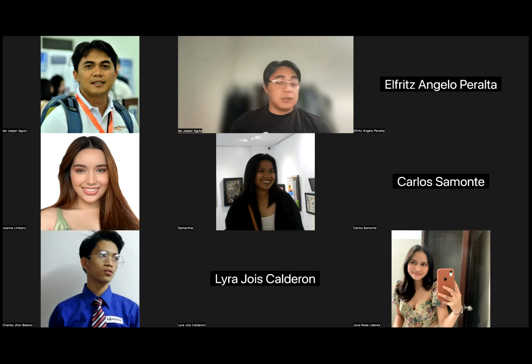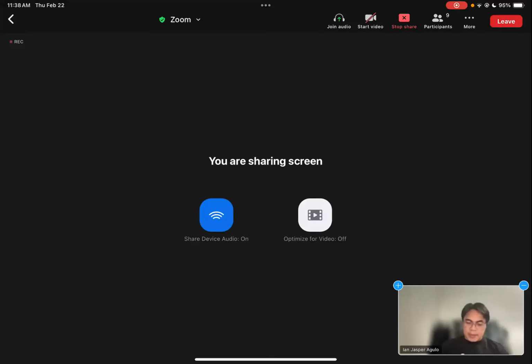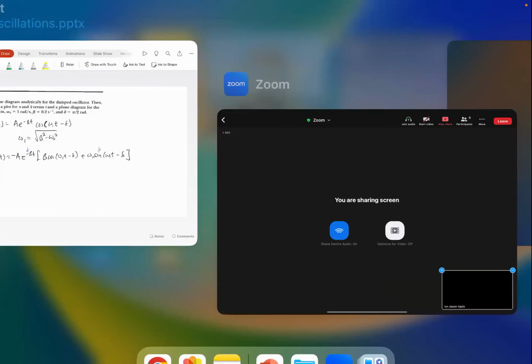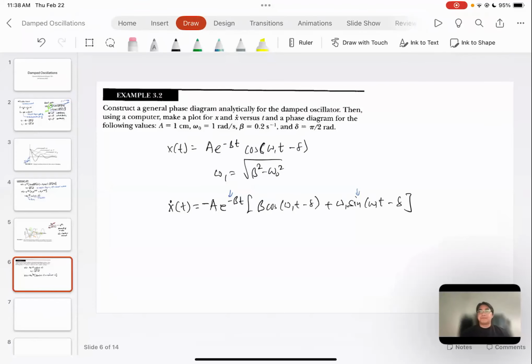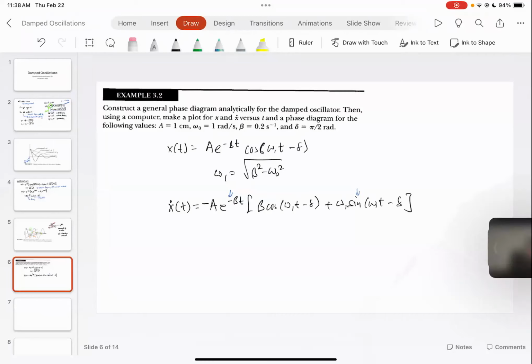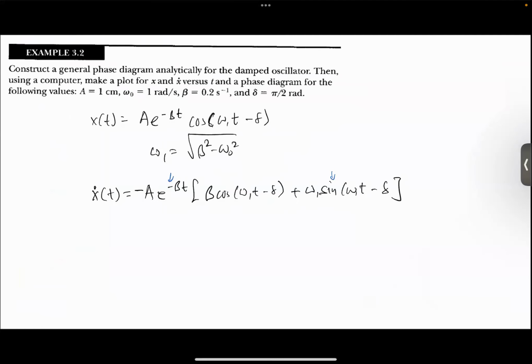Of course, I will share that code with you, if you are interested in looking at it and playing with it. Let's see, where are we? We have already done this part. Construct a general phase diagram, which you already did, and we described that phase diagram based on these equations.